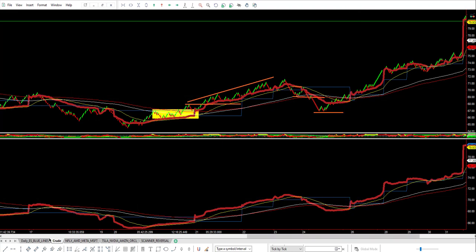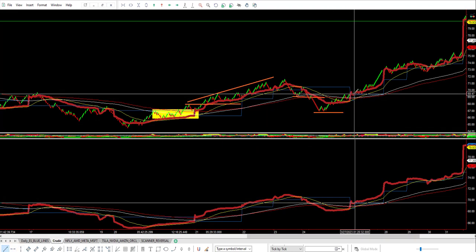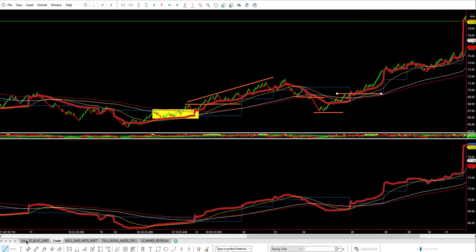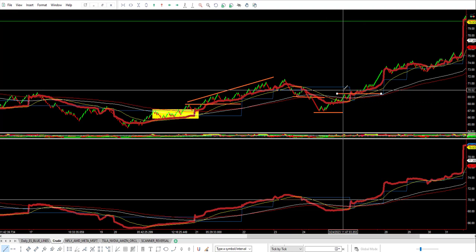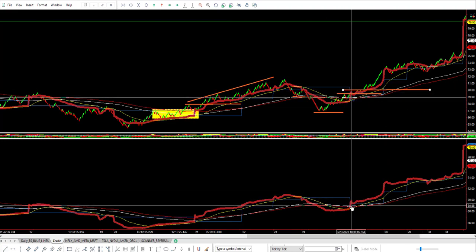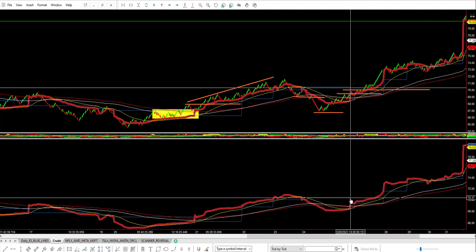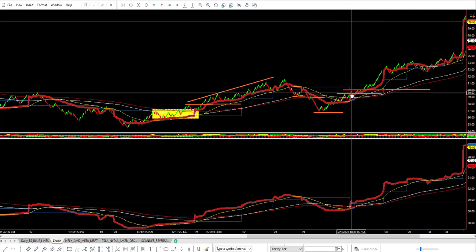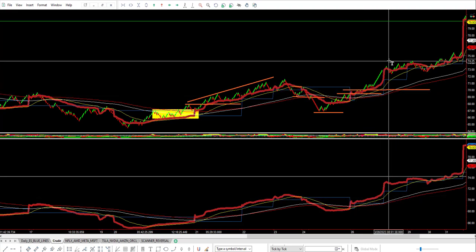This pivot is there, this pivot is there. So let's draw the pivot lines. And now this, it broke and it held. It already started to tell me that it wants to go long, right? So this is where we are. So early entry, late entry, confirmed entry, whatever, right?